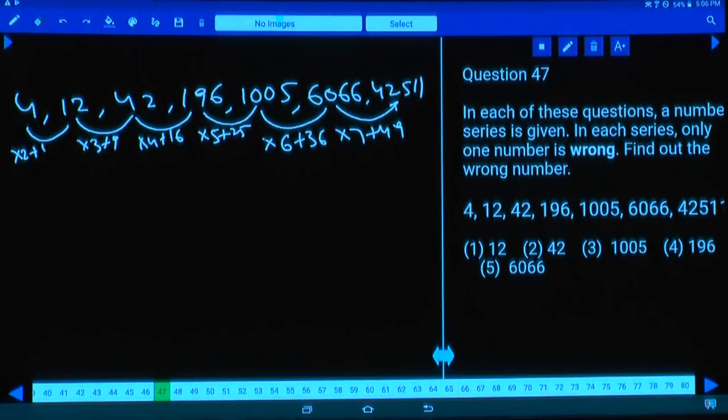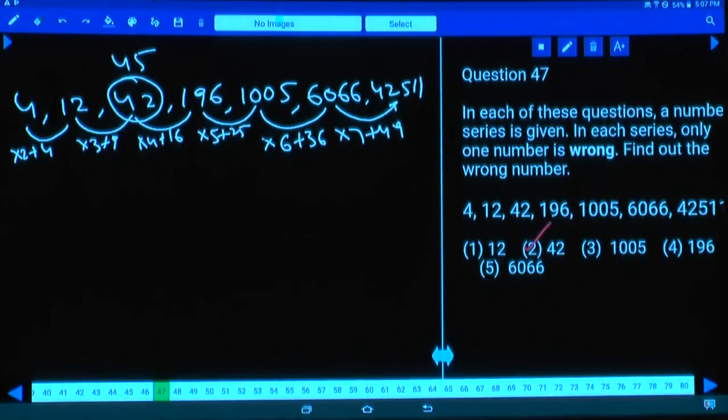And 4 into 2, 8 plus 4, 12. 12 into 3, 36 plus 9. 36 plus 9 is how much? 45 should be the number. 45 into 4, 180 plus 16, 196. Then what is the wrong number here? 42 is the wrong number and the correct number is 45.